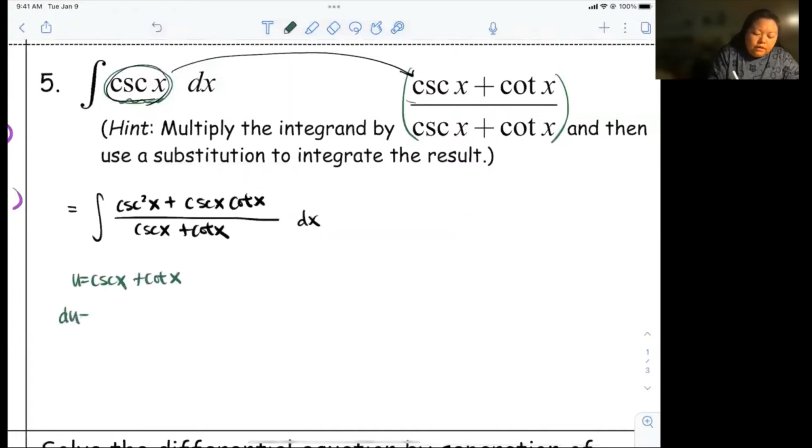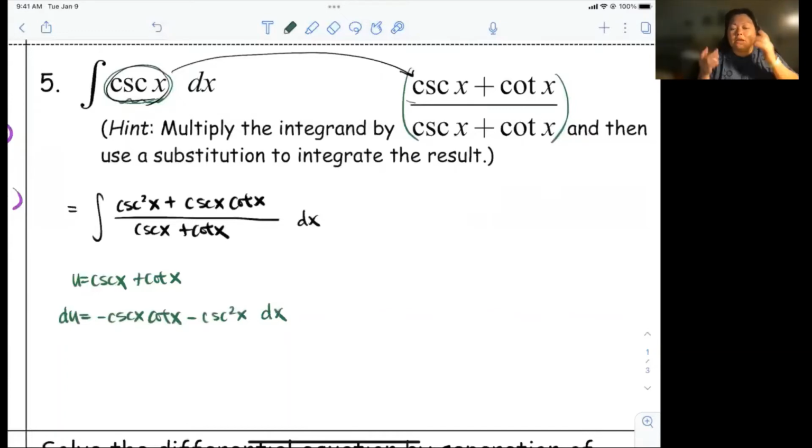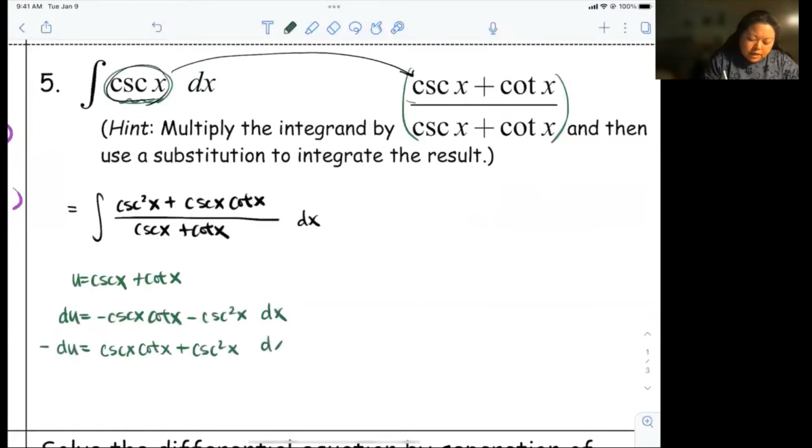If I take the derivative, cosecant is negative cosecant x cotangent x. The derivative of cotangent is negative cosecant square x, don't forget your dx. If I multiply everybody by a negative, because really the negative on the right-hand side is a coefficient, I'm going to move that over. So negative du makes this positive cosecant cotangent x plus cosecant square x dx. Now take a look at this. Isn't this the same thing as this numerator? So this u substitution works really nicely.